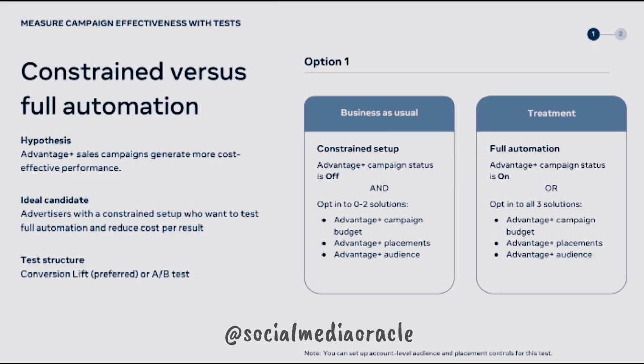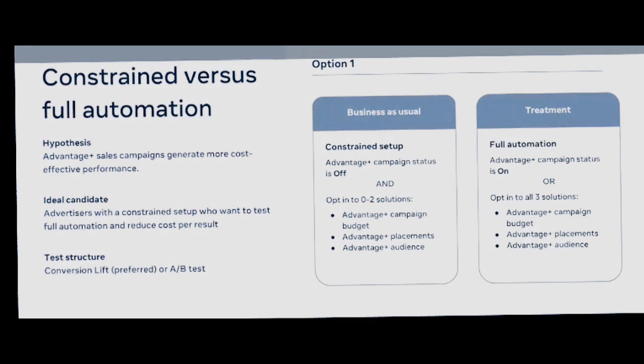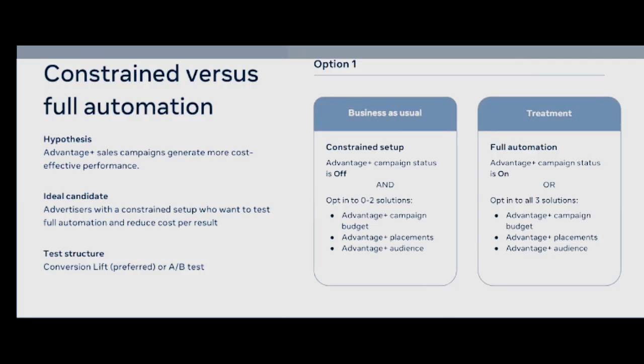So let's see an example. This is a hypothetical example of setting up one of these types of tests. The hypothesis in this test is: do Advantage Plus sales campaigns generate better performance? This is the question that a lot of you have asked directly or indirectly in the comments throughout the session. So do Advantage Plus sales campaigns deliver better overall, more effective performance?